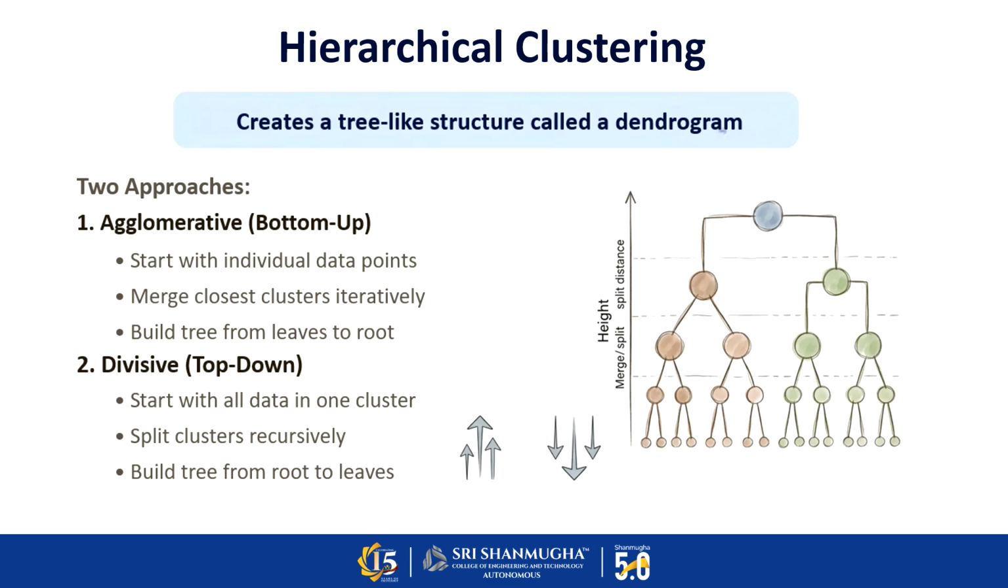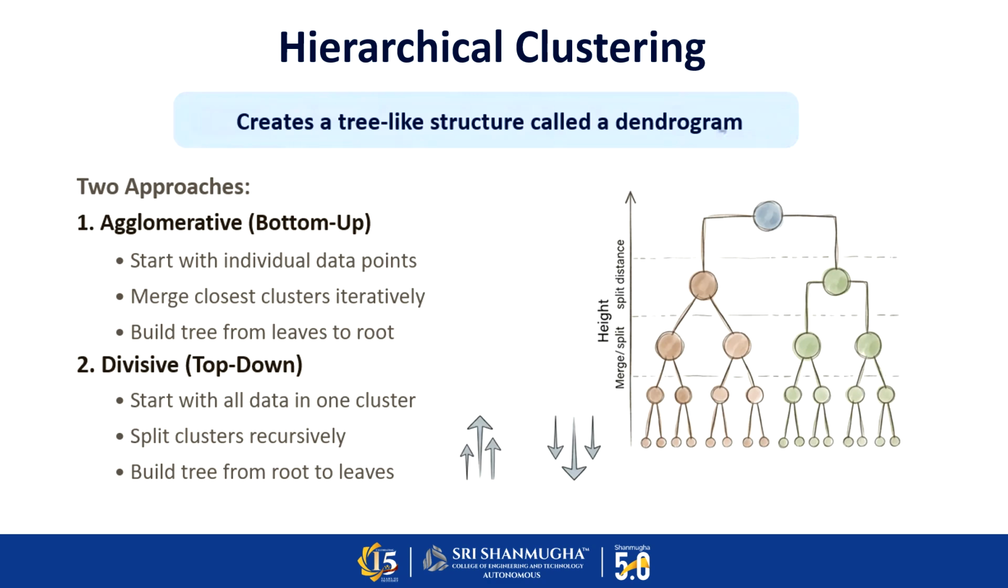Okay, so what is a dendrogram? A dendrogram is a tree diagram that shows the order of merging or splitting. The y-axis height represents the distance or dissimilarity at which each cluster is merged. The x-axis represents individual data points. A horizontal cut at any height on the dendrogram gives you a specific number of clusters.